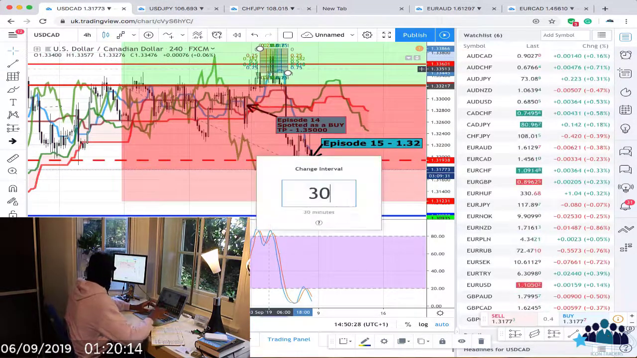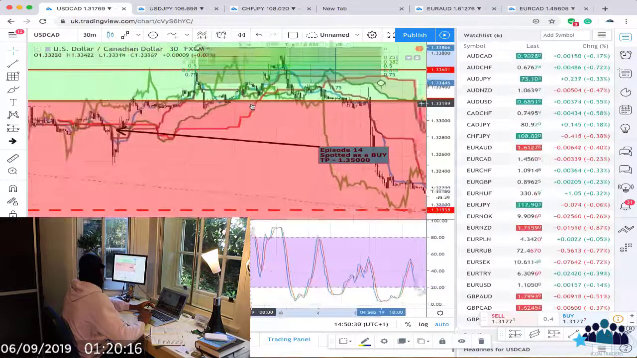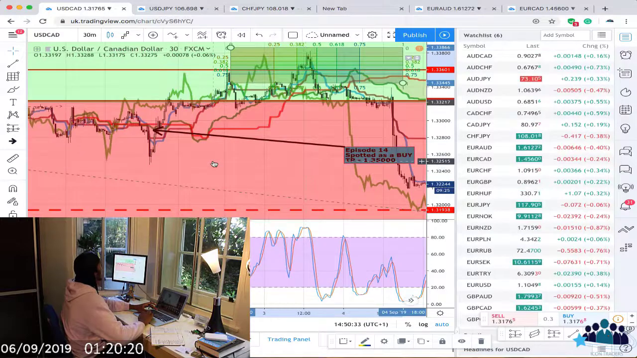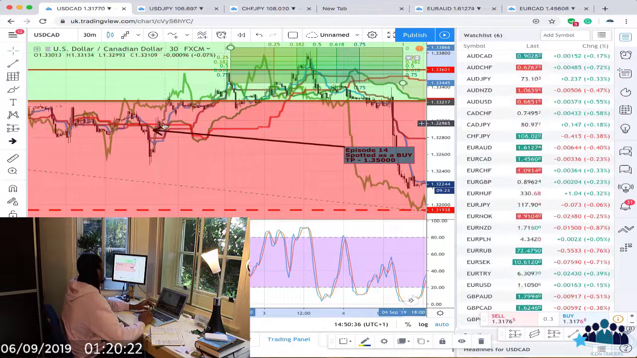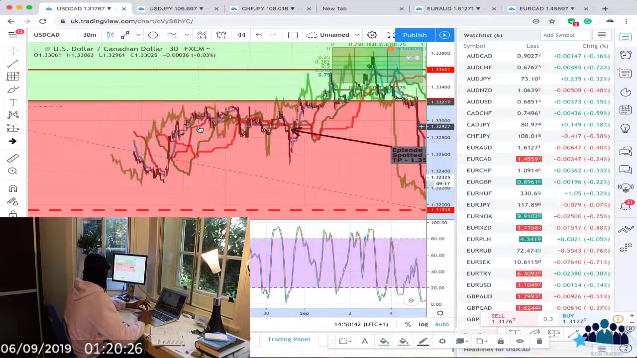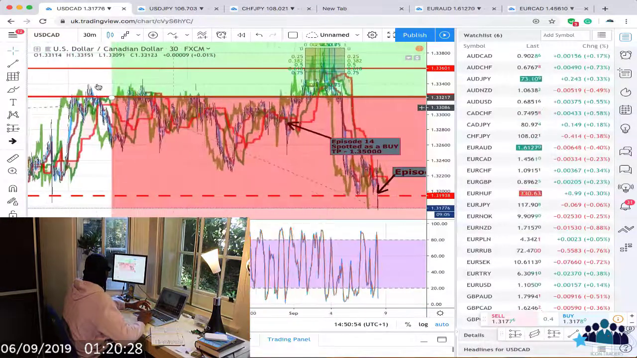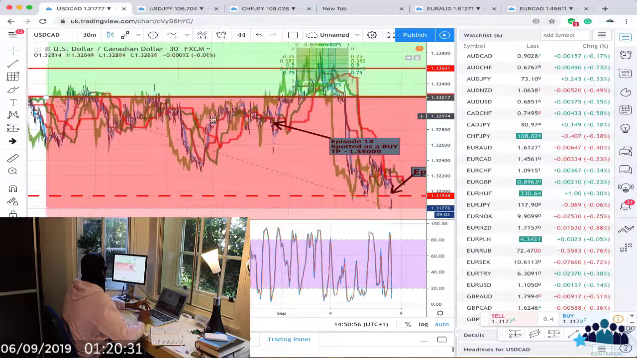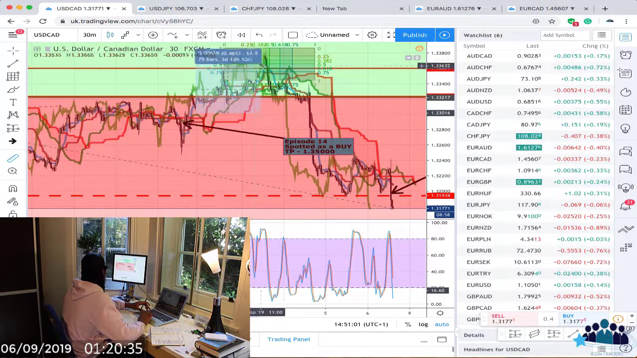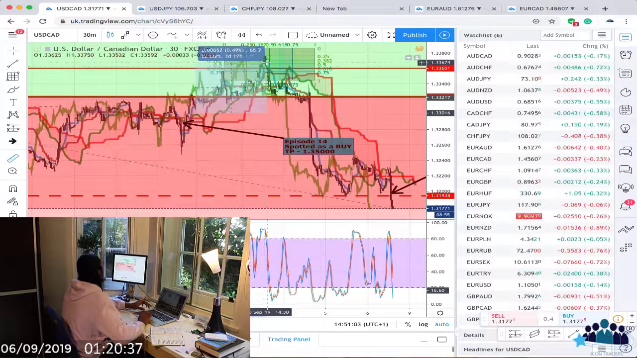So when we come into the 30-minute chart, you will see exactly where it is. So yes, as we can see, episode 14, this is where we spotted this trade to be a buy. And since episode 14, using the measuring tool here, you can see that since we did open this trade to be a buy, it came to around here and we gained around 60 pips from it.